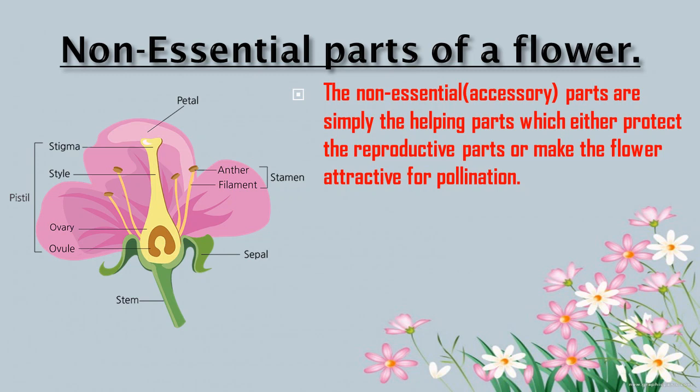Now what is pollination? So students, pollination is an act of transferring pollen grains from the male anther of a flower to the female stigma. Okay, now pollen grains are present inside the anthers.